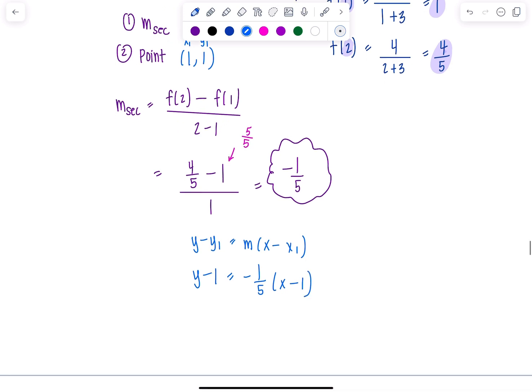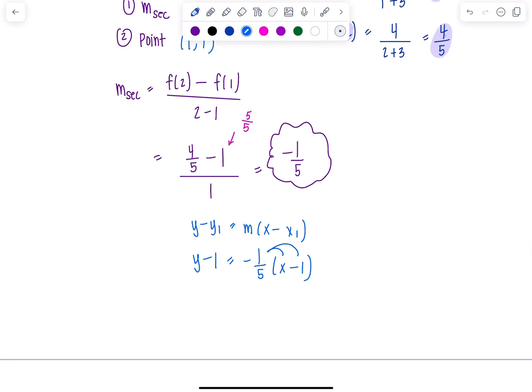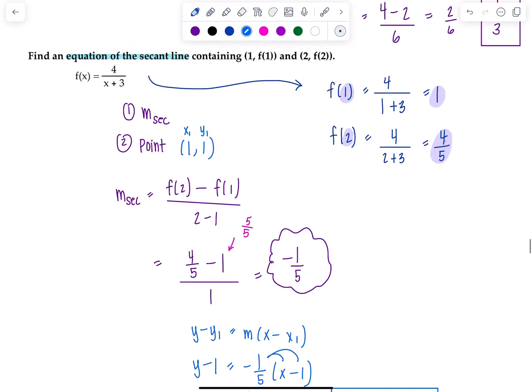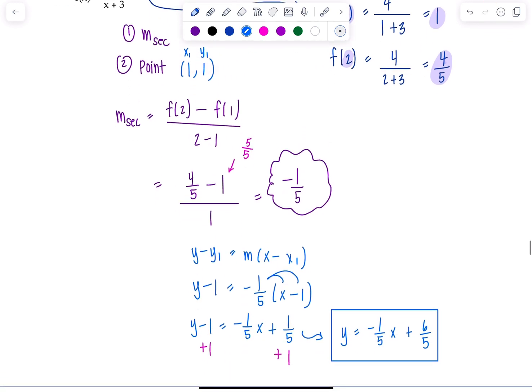Very good. Now from here we need to distribute. So y minus 1 equals negative 1/5 x plus 1/5. And then adding 1 to both sides. 1 is 5 over 5, right? Yes, yay fractions. So we're going to be left with y equals negative 1/5 x plus 1 over 5 plus 5 over 5 is 6 over 5. So this is the equation of the secant line containing those 2 points.